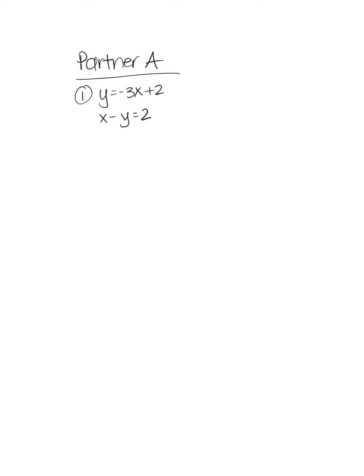When we solve a system of equations, step one is to make sure you have one of the variables isolated. In this case, the y is already isolated. You can isolate the x or the y, but this one gives us the y. We need that isolated because we're going to substitute what y is equal to into the second equation. So I'm going to rewrite the equation, and instead of y, I'm going to put what y is equal to, which is negative 3x plus 2.